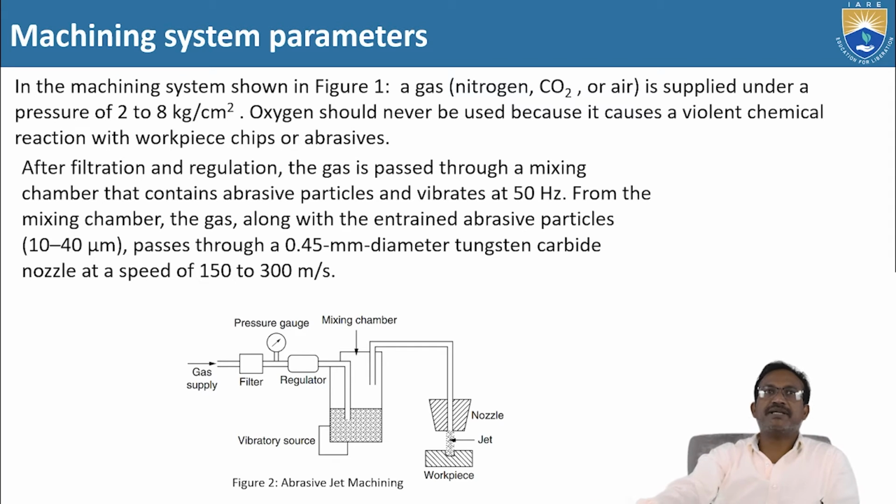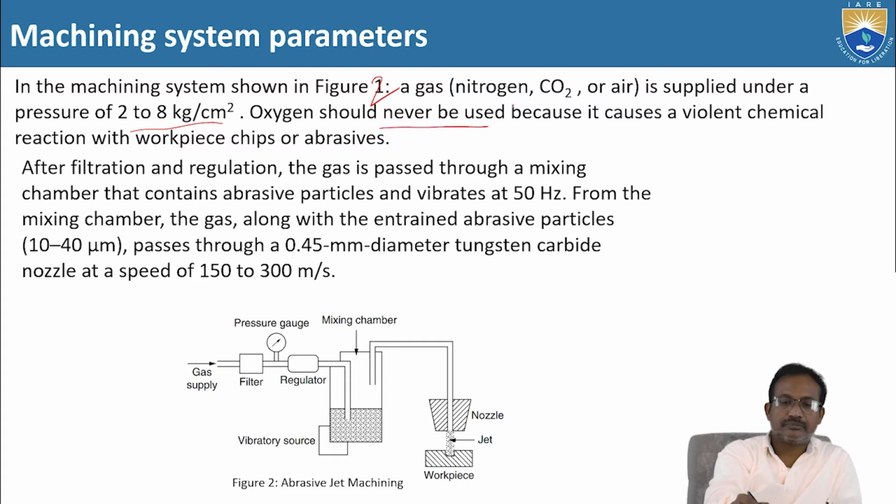Machining system parameters, as shown in figure 2. A gas, nitrogen, carbon dioxide or air, is supplied under a pressure of 2 to 8 kg per centimeter square. Oxygen should not be used because it causes a violent chemical reaction with workpiece chips or abrasives. So usually we have to take nitrogen, carbon dioxide or air.